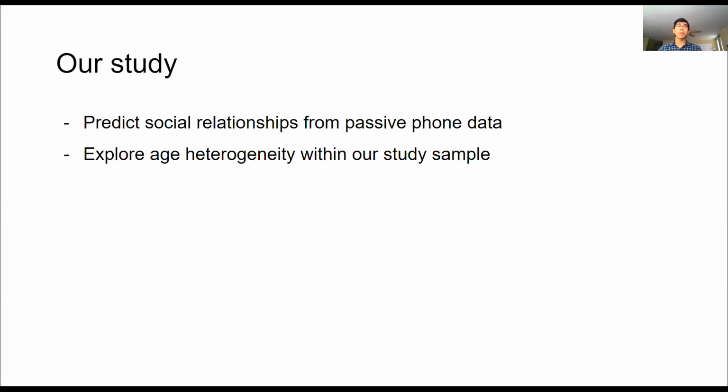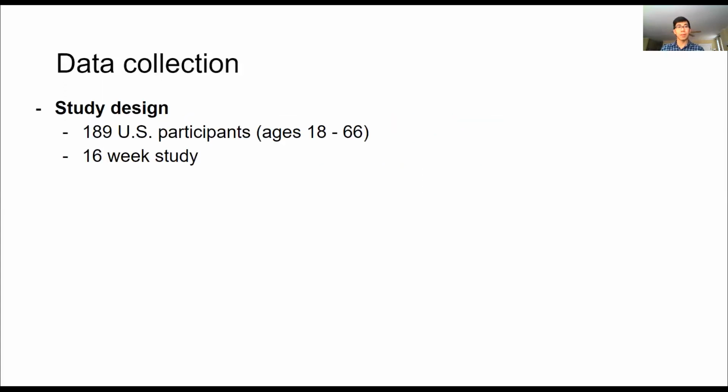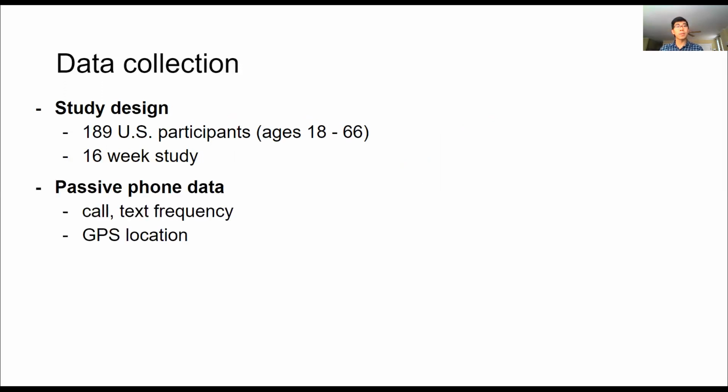In addition, we also explore age variation and how this interacts with communication patterns within our sample. Participants in our study installed a mobile phone sensing app on their personal devices that collected both passive phone data and administered EMA surveys. These surveys asked about the type of contacts people are calling or texting, as well as what we call semantic location.